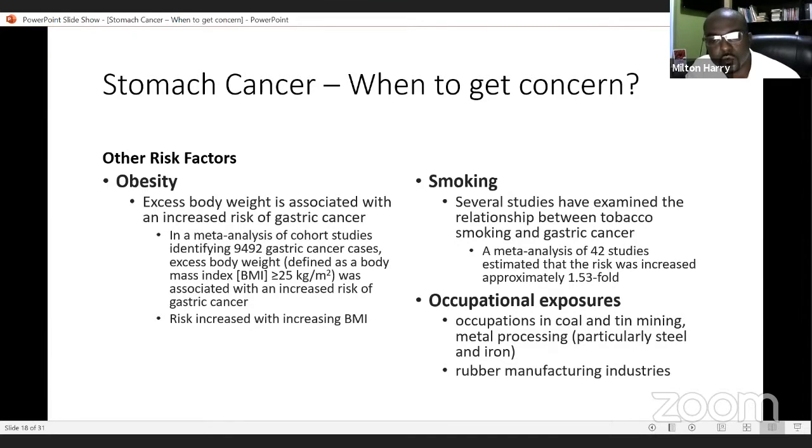Smoking, tobacco smoking, increases the risk by about 1.5 times. And occupational exposures, such as those who work in rubber factories, those in heavy metal and coal factories, these also increase the risk.